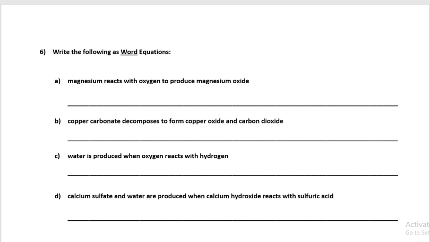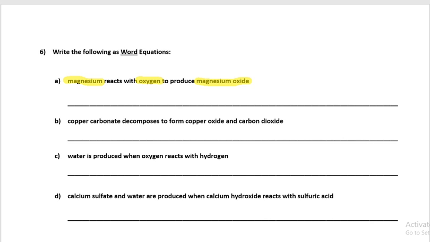Okay, so in this question we basically just have to write some word equations, and to do this the key thing is that you can recognize what the chemicals are in the story of what's happening. So for instance here we've got magnesium reacts with oxygen to produce magnesium oxide, and so we've got magnesium, oxygen, and magnesium oxide, and it's a good idea just to highlight the different things we've got first.